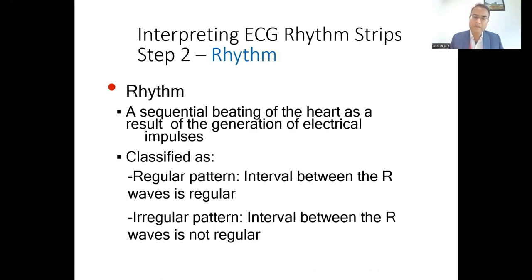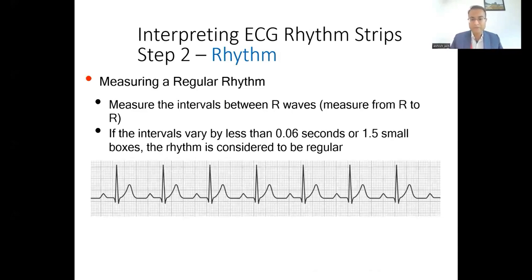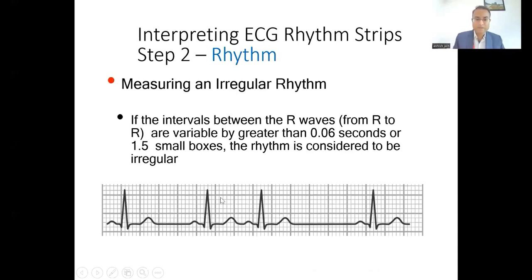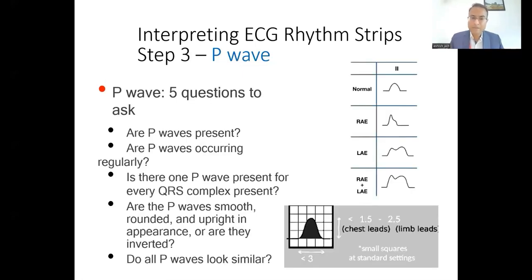For the rhythm, we need to see the RR intervals. If RR intervals are coming at a regular distance, that means the rhythm is regular, and otherwise it is irregular. So here you can see the RR intervals are the same. The QRS complexes are coming at regular intervals, which is a regular rhythm. And here, if you see, this RR interval is less, this RR interval is high, so it is an irregular rhythm.